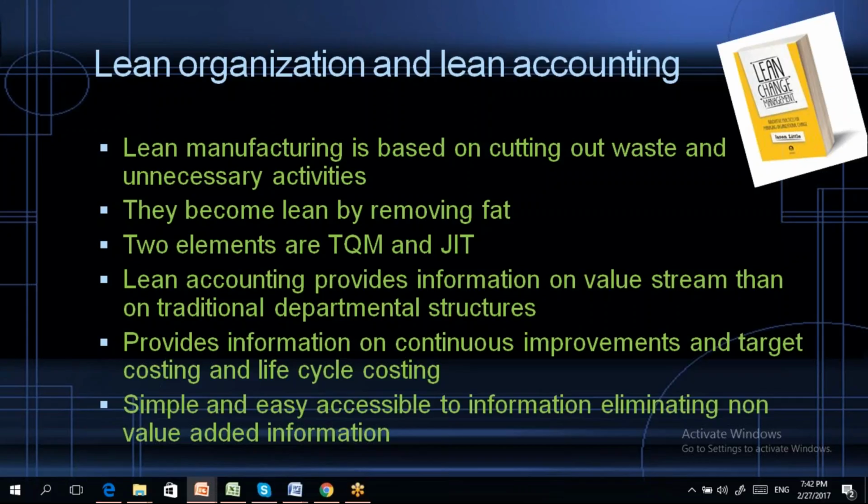So basically, the lean management accounting system provides information on the value that is being added. It's not about how much the finance department is costing, how much the HR department is costing. No, we are not interested. How much value has the finance added? That's what lean accounting is going to give. So it is going to provide information on continuous improvement and what we call target costing. Now, can you remember what target costing is? Didn't we learn it in P2?